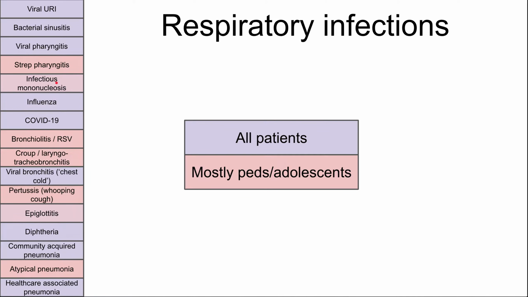Same with mono. It's classically associated with teenagers or adolescents, but you can also be older and get mono. So these aren't hard and fast categories. They're just generalizations that we can have in our heads.